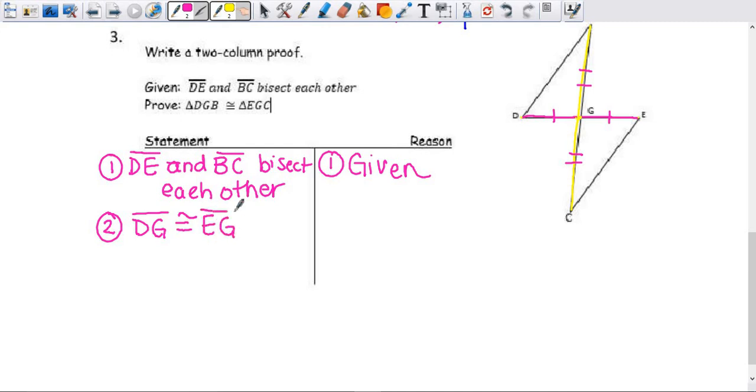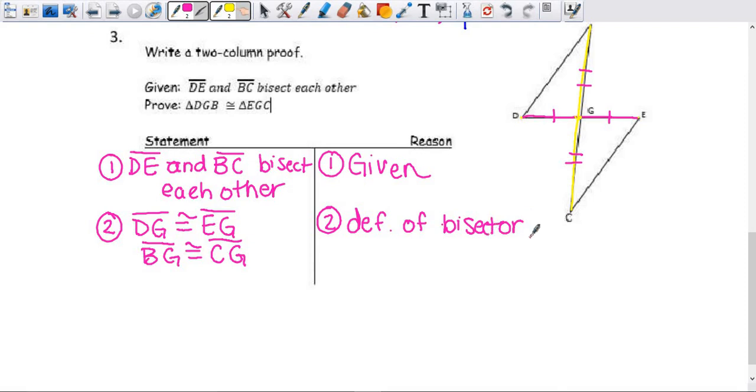So now I have that DG is congruent to EG. That was one congruency marking I made. And notice how I did it in the same order, D to G and then E to G. But we also got BG is congruent to CG. And we were able to do that based on the definition of bisector. There we go.